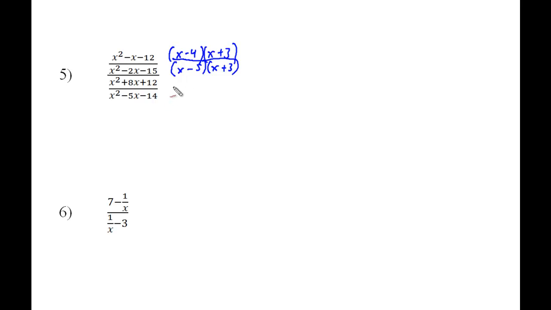Red pen here. Two numbers to multiply to make 12 and add to make 8. Well, that's x plus 2, x plus 6. Two numbers to multiply to make 14 and add to make negative 5. Well, that's x minus 7 and x plus 2.